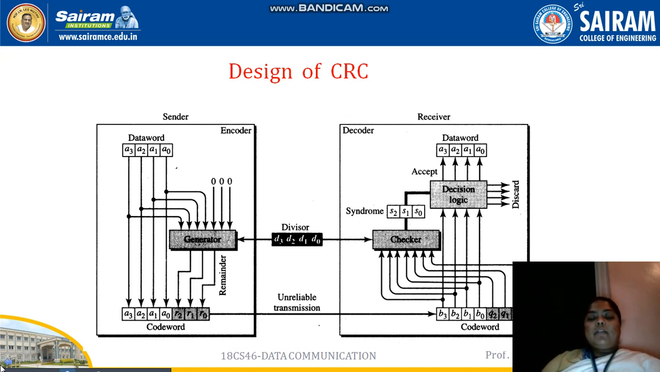Along with that redundancy, our code word is going to be generated. That code word is going to be sent to the receiver part. At the receiver part, if it is fully divisible, it is going to accept it. If it is not able to divide that given data word, it should be rejected. So this is our CRC design.